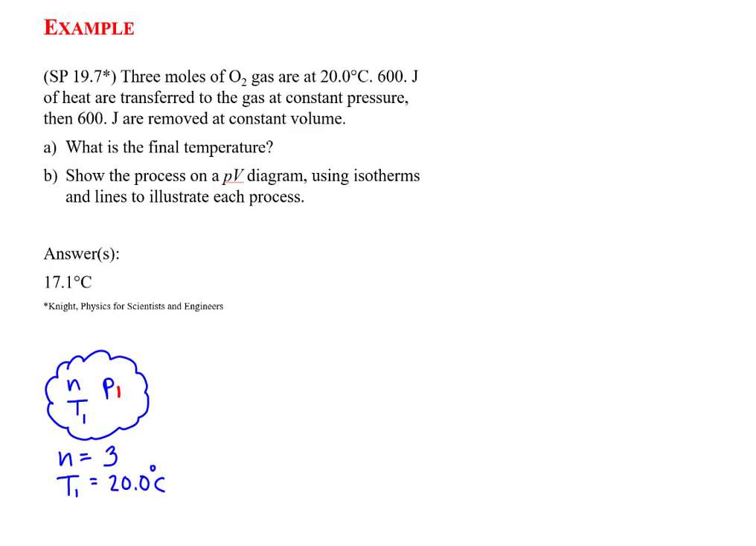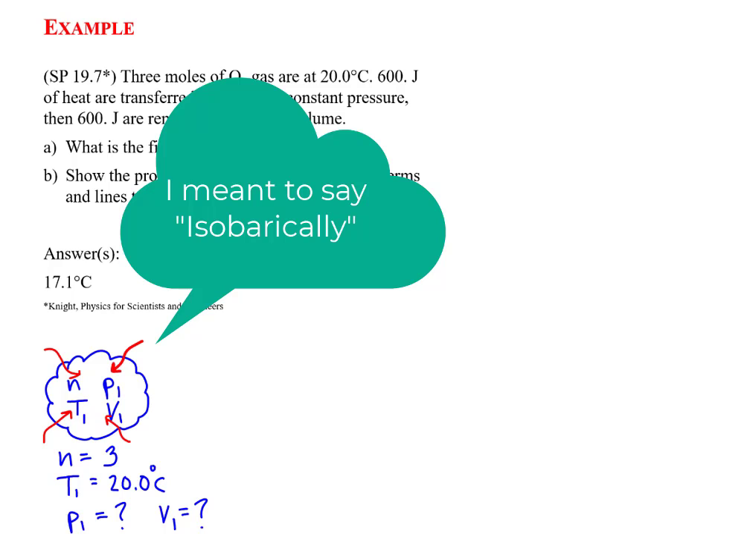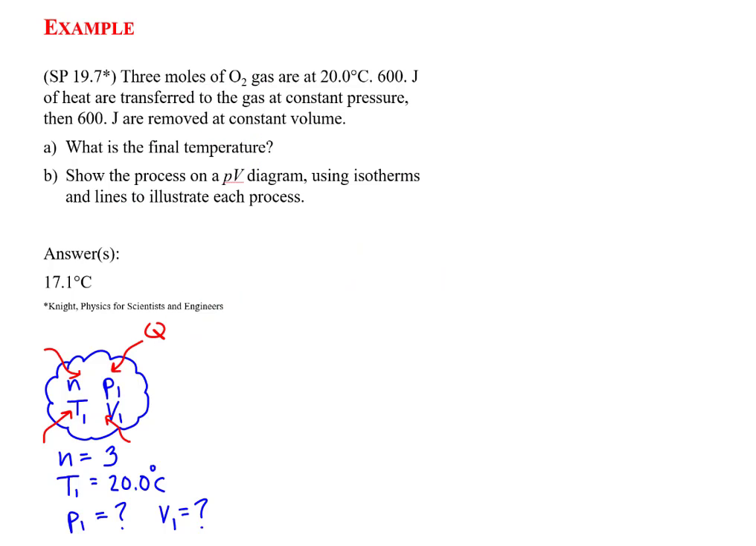The pressure in this state, P1, is unknown. The volume in this state, V1, is also unknown. Thermal energy is initially absorbed isobarically by the gas. This causes an isobaric expansion to a new state.